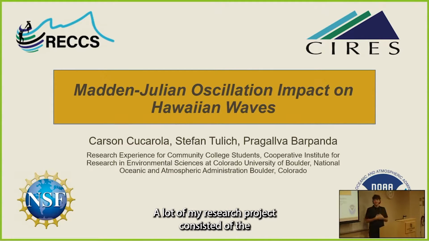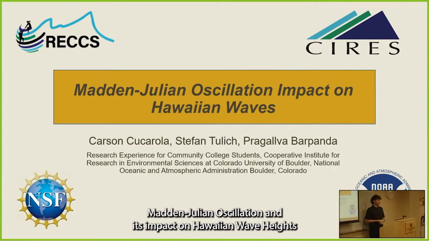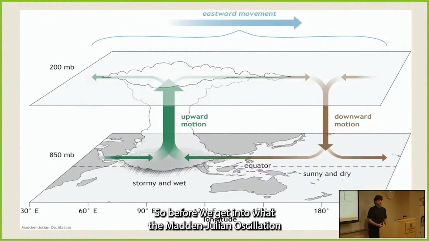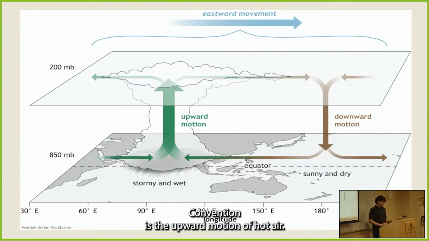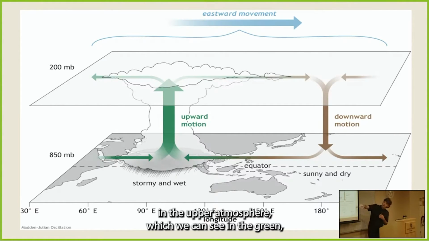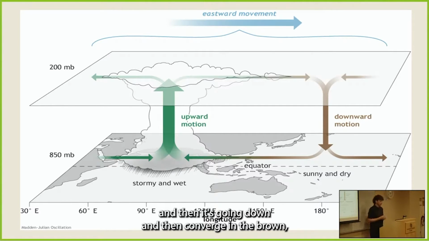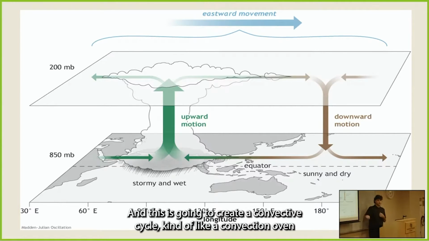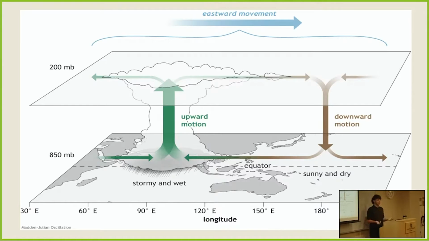My research project consisted of the Madden-Julian oscillation and its impact on Hawaiian wave heights. Before we get into what the Madden-Julian oscillation is, we first need to define what convection is. Convection is the upward motion of hot air. It's rising in the atmosphere and it's going to diverge in the upper atmosphere, which we can see in the green, and it's going to cool down and then converge in the brown, and there's going to be a downward motion towards the surface, and this is going to create a convective cycle, kind of like a convection oven.